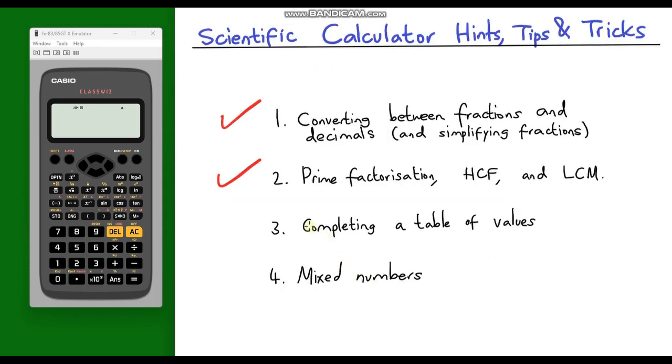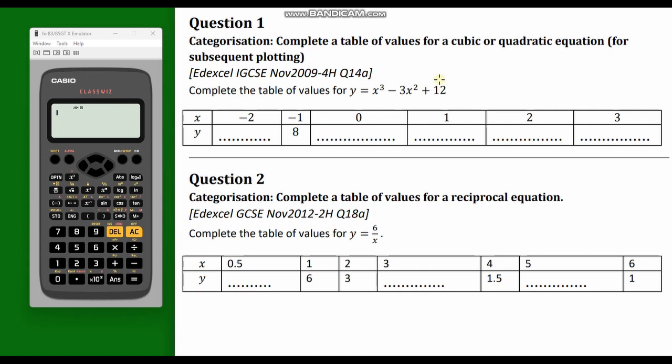Okay, now the third topic, we're going to look at completing a table of values. And you can see this very first question here, we've got quite a complicated equation here. So using a calculator for this is going to be quite handy. So all we need to do is complete the table of values for this equation. So we don't need to do any plotting. All we're doing is putting in the missing values.